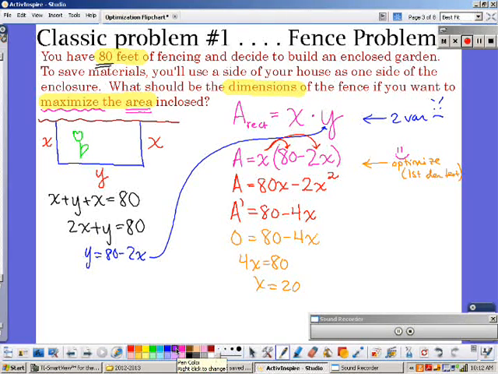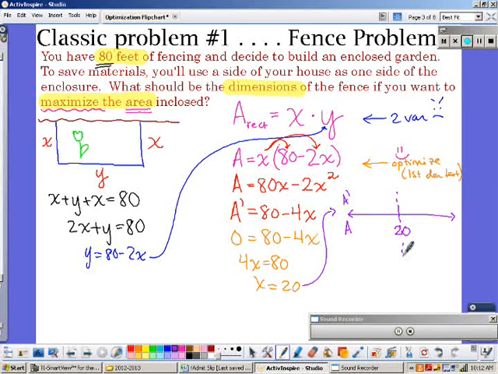So it seems to be the case that we're going to optimize things when this distance right here is 20. But we need to double check and make sure that that's actually a max, not a min. So we're going to do our first derivative sign chart. I got a prime on the top and a on the bottom. There's my 20.